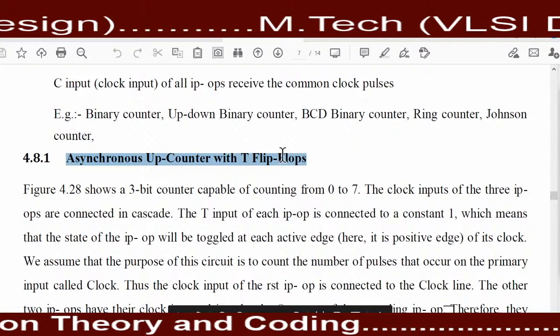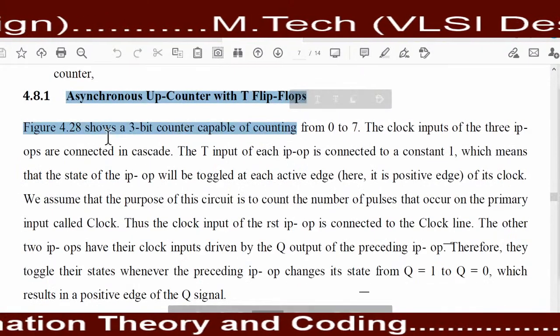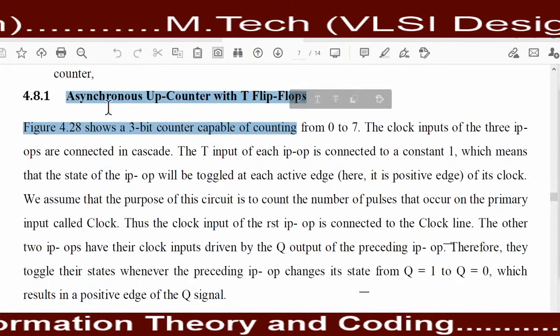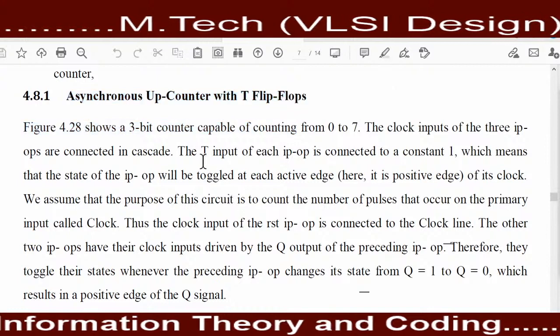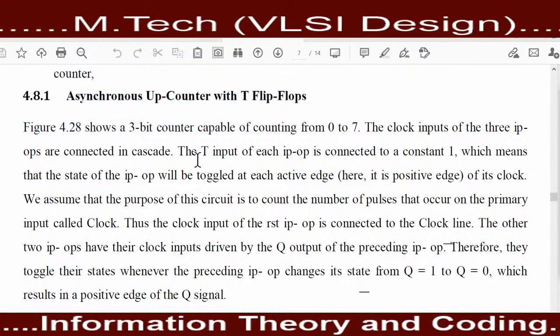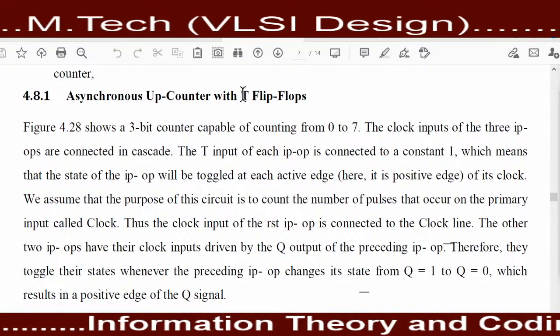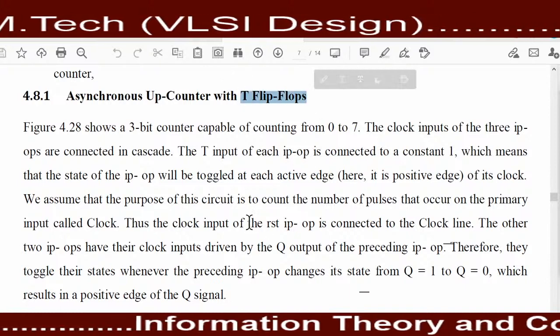Here one diagram of an asynchronous up counter is shown. This type of counter is made by using T flip-flops.